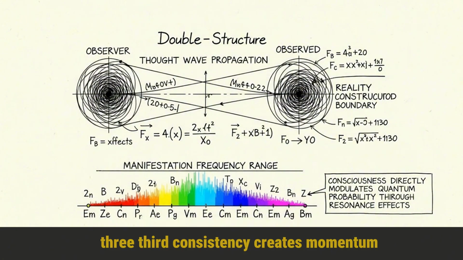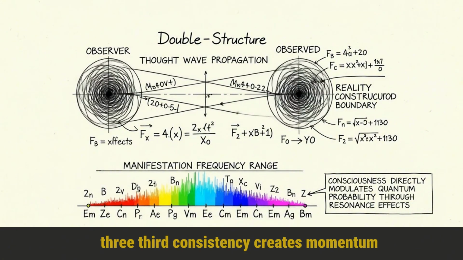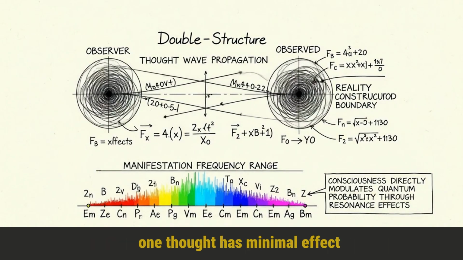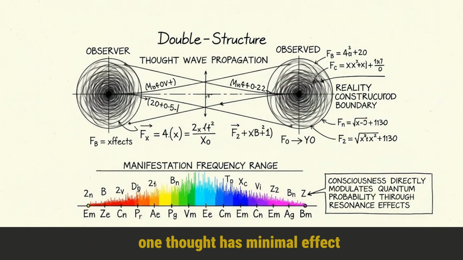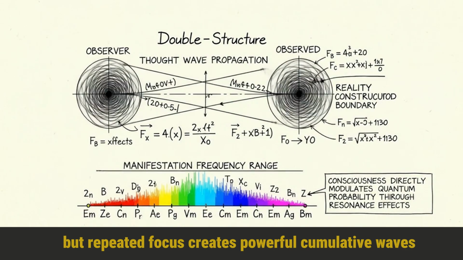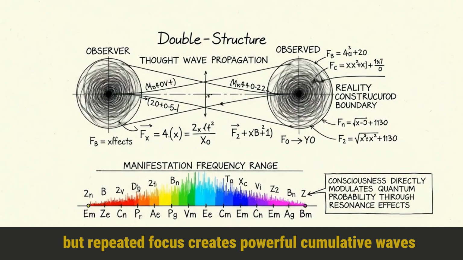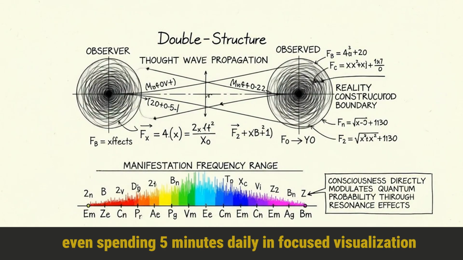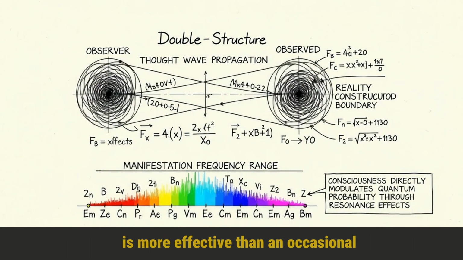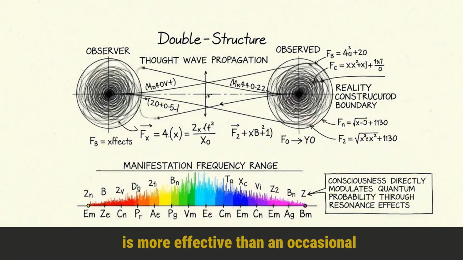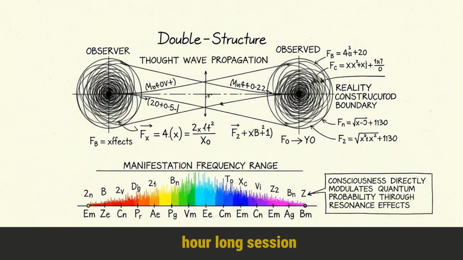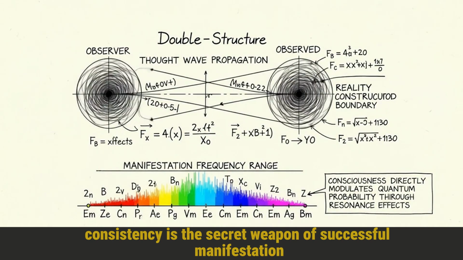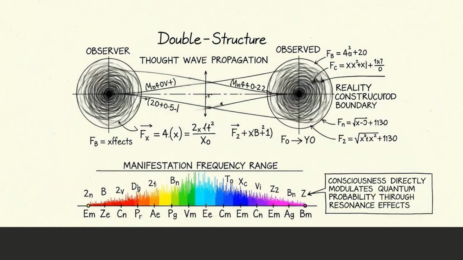3. Third, consistency creates momentum. See how these thought waves build up over time. One thought has minimal effect, but repeated focus creates powerful cumulative waves. Even spending 5 minutes daily in focused visualization is more effective than an occasional hour-long session. Consistency is the secret weapon of successful manifestation.